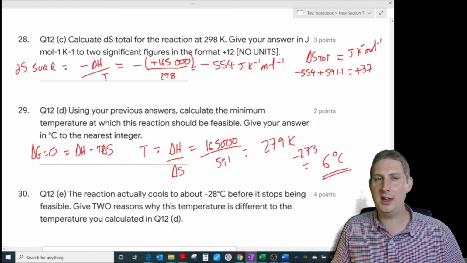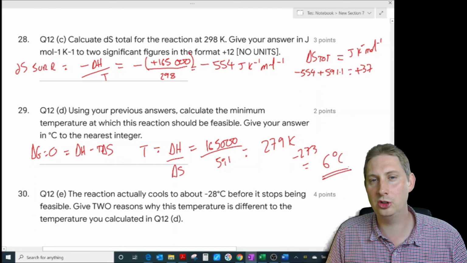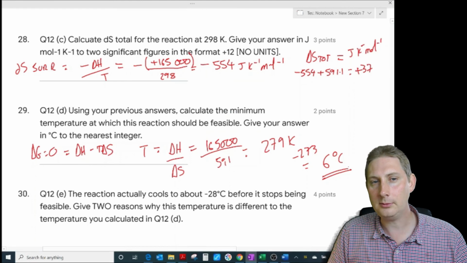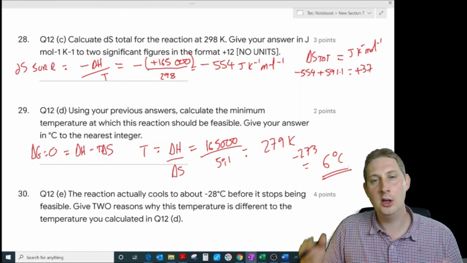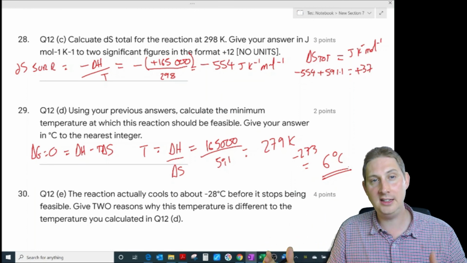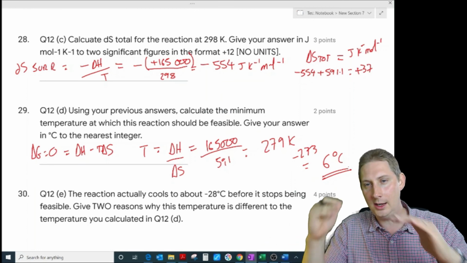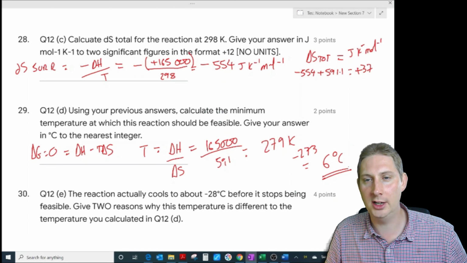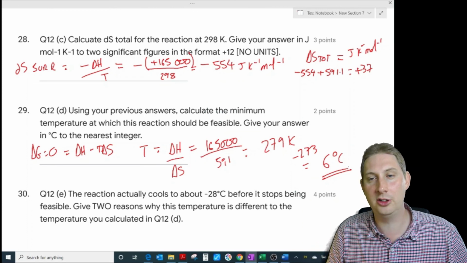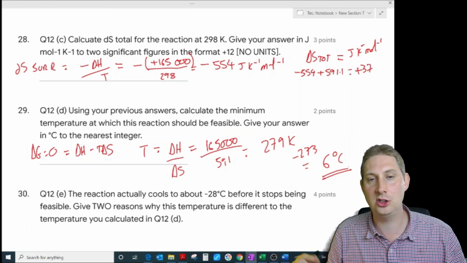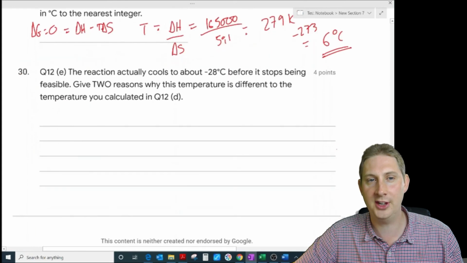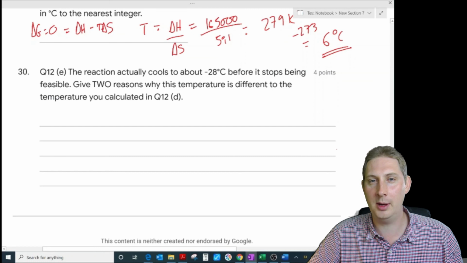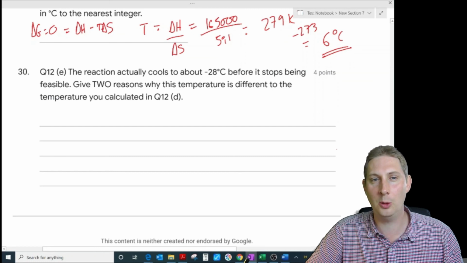Okay, so that is when the reaction stops being feasible. Now, this is the minimum temperature at which the reaction is feasible. In other words, it's a spontaneous endothermic reaction, and when it cools down to that temperature, it should stop being feasible and the reaction should stop. In other words, it should not be allowed to cool below that temperature. So the reaction actually cools to about minus 28 degrees C before it stops being feasible.